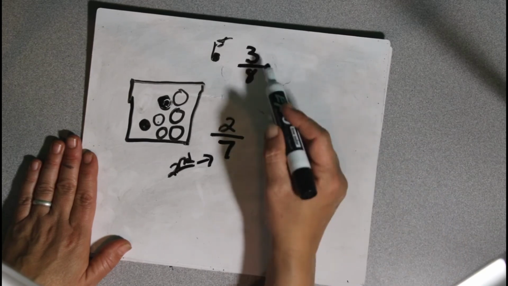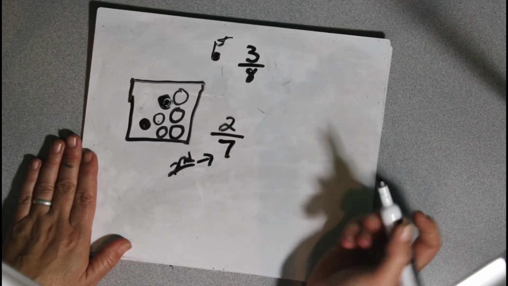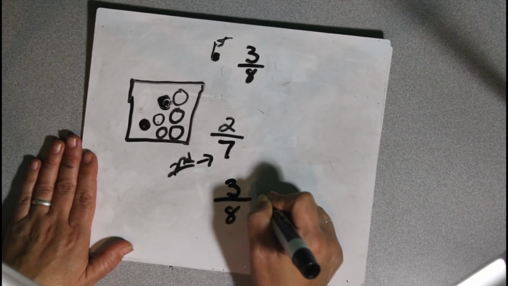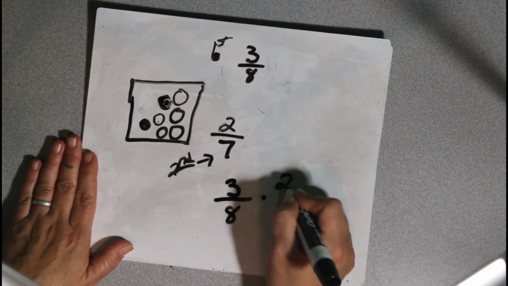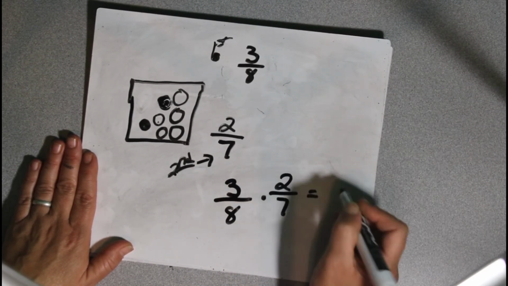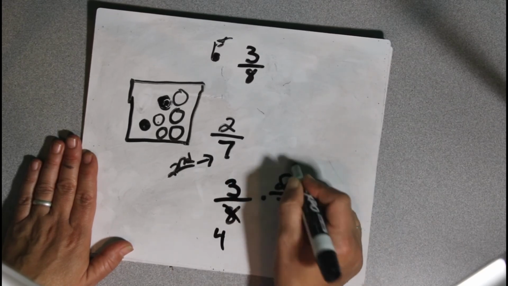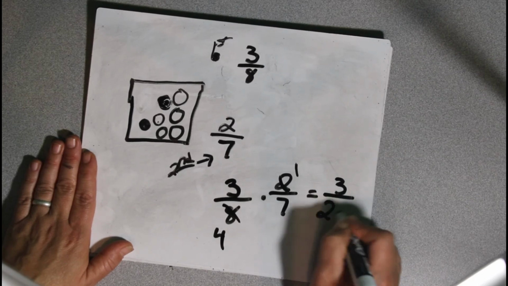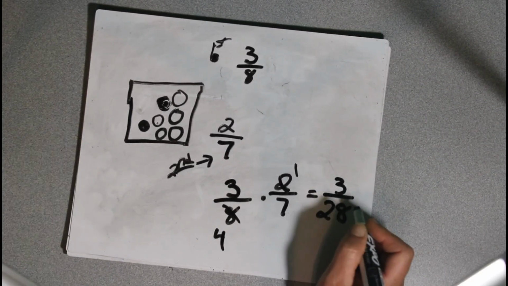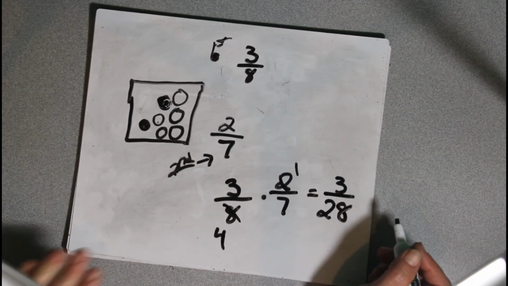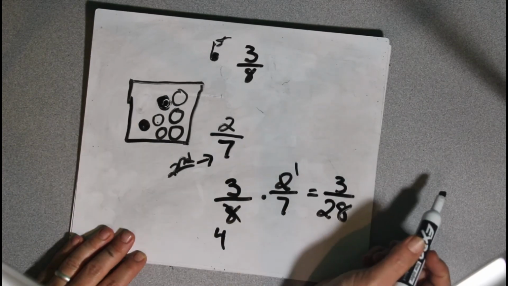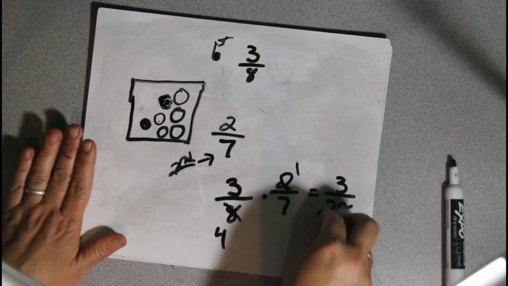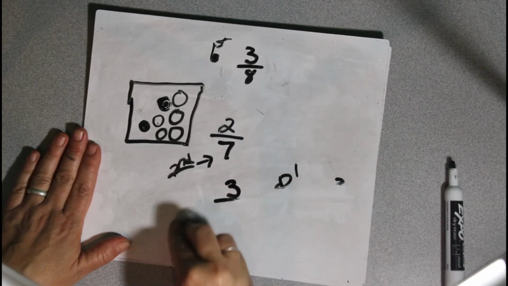So this is our first time, and this is our second time. Now, what is the probability of both of these happening? So we would have to multiply these together. So 3 out of 8 times 2 out of 7. And we can reduce here and get 4, and that would be 1. And 3 times 1 is 3. 7 times 4 is 28. Would be 3 out of 28. So, if we don't replace the marble, it's going to change our ratio of marbles in that jar, changing the probability.